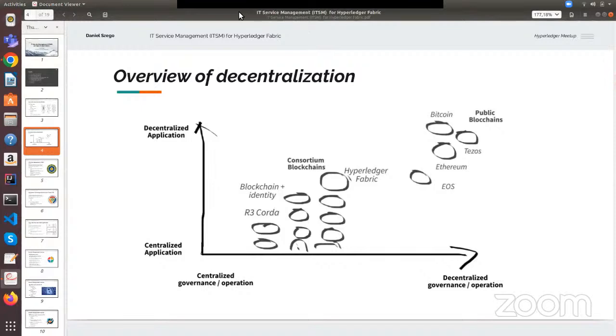Yeah, that was my 20-second break, actually. So what I wanted to point out is that even if you say blockchain is decentralized, if you speak about business cooperations, then not necessarily all aspects should be equally decentralized, especially governance and operation. It might be simpler to go with a more centralized approach. So that's the overview of decentralization.